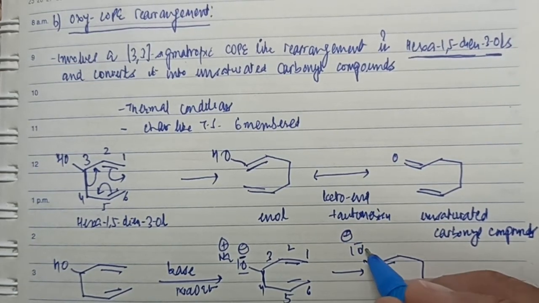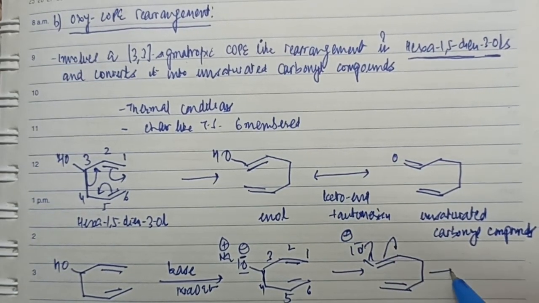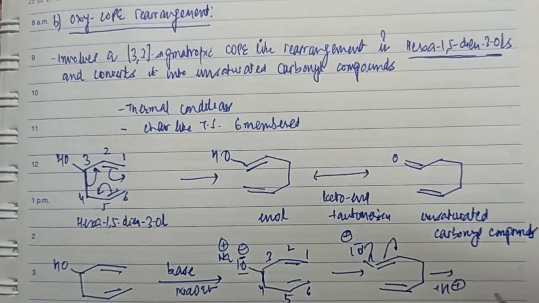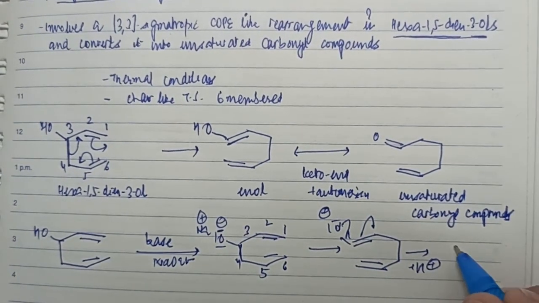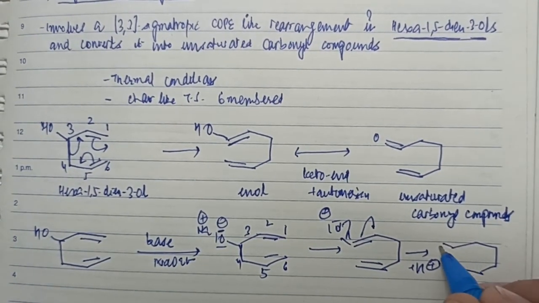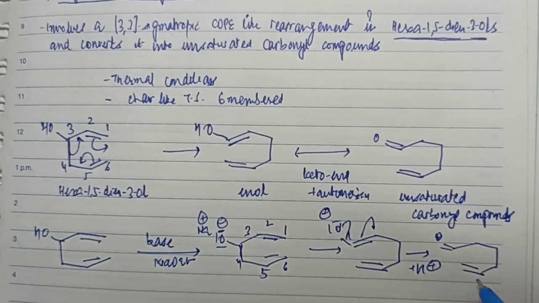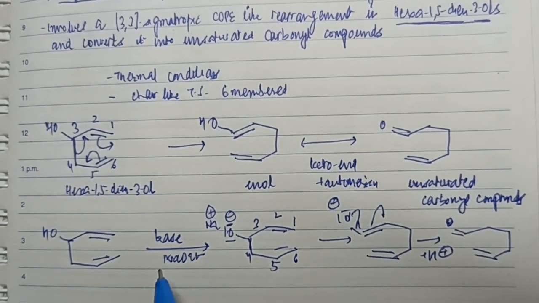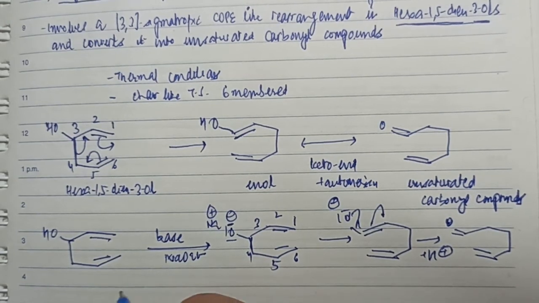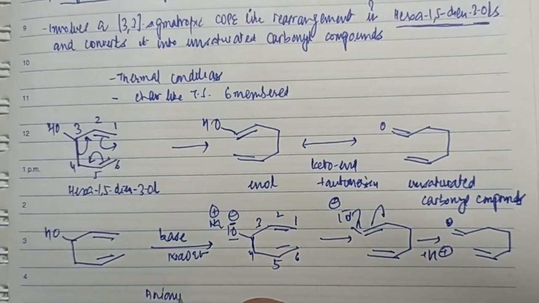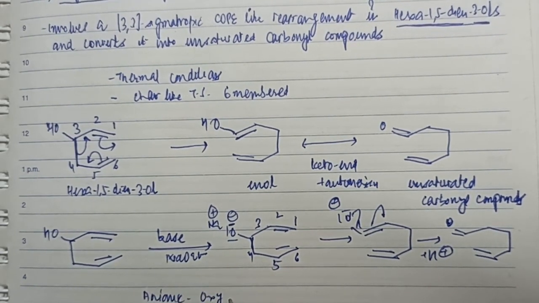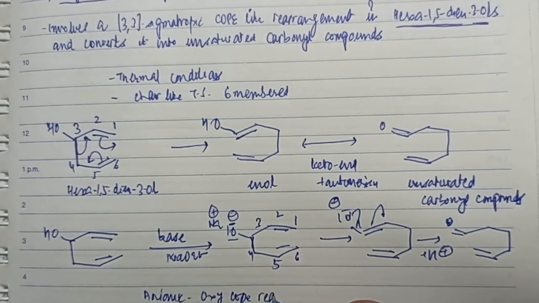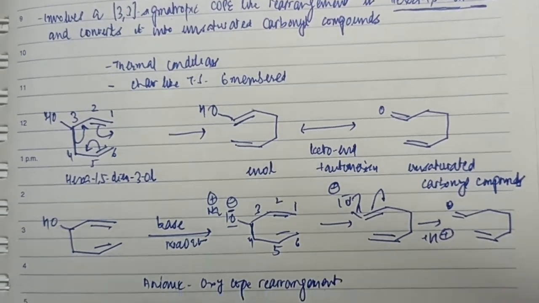And finally, there will be some kind of acceptance of a proton from the solution or from the medium, and the result would be similar: you will end up in the formation of unsaturated carbonyl compounds. This rearrangement, which involves the anion, can be called the anionic oxy-Cope rearrangement, which should be more facile than the oxy-Cope rearrangement as such.